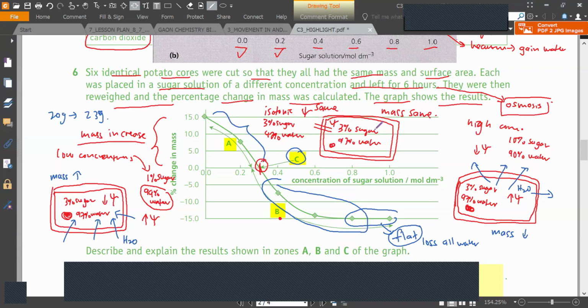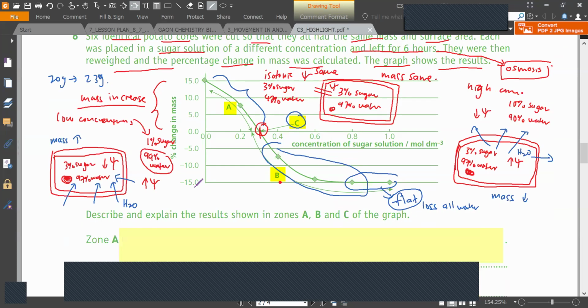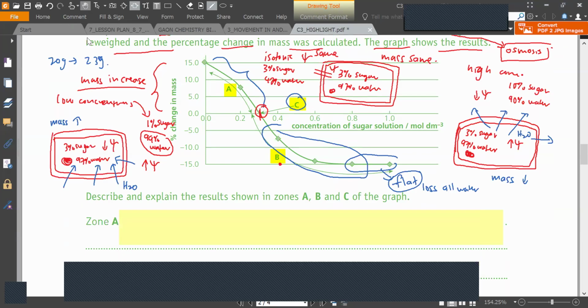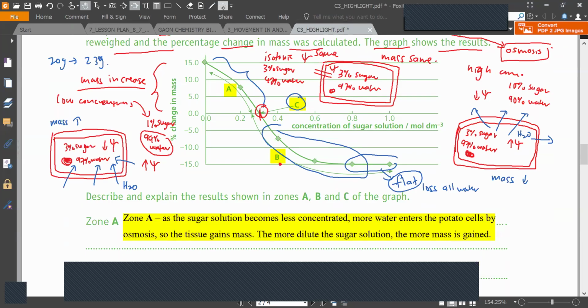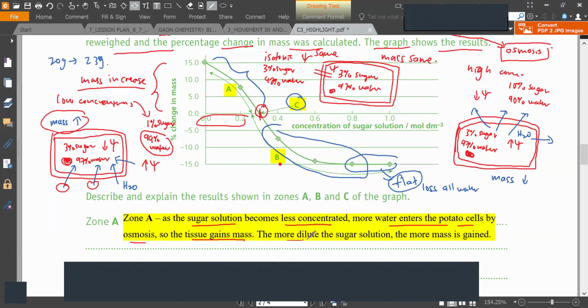So that's what is happening in this graph. How do we understand what is happening? If we look at the explanation for zone A: the sugar solution is becoming less concentrated, lower concentration. Water will enter the potato cells by osmosis, so the tissue will gain mass. The more dilute the sugar solution, the more mass will be gained. So going from 0.2 to 0, the mass increases more.